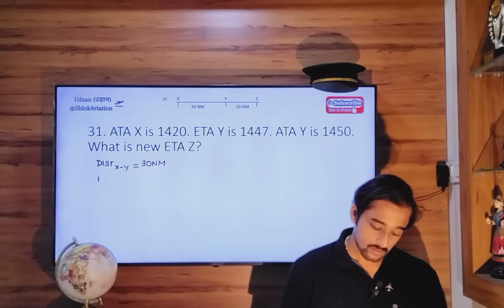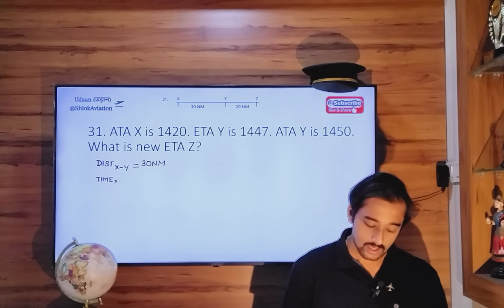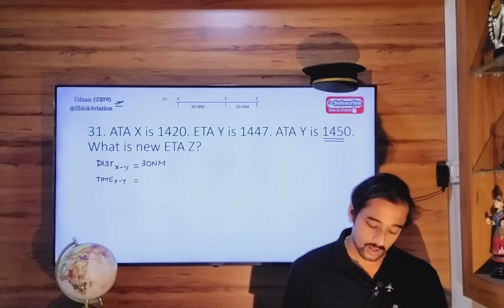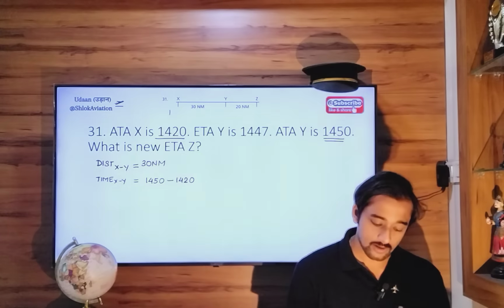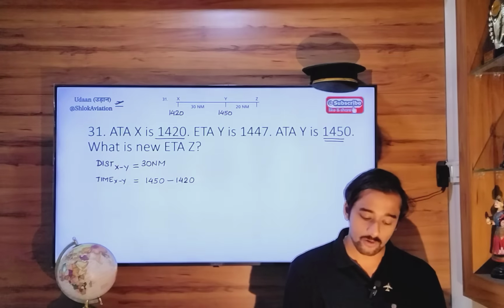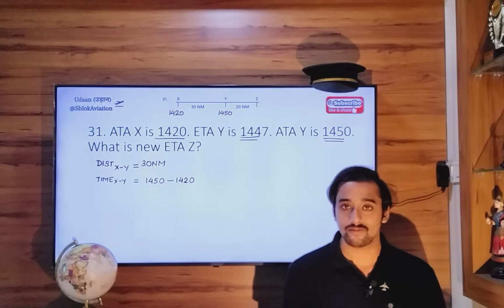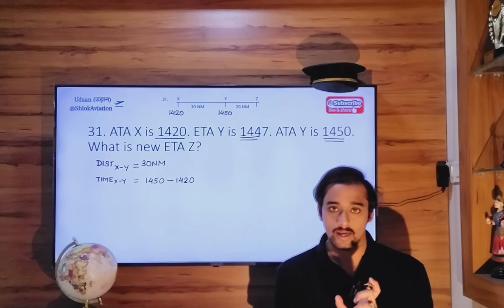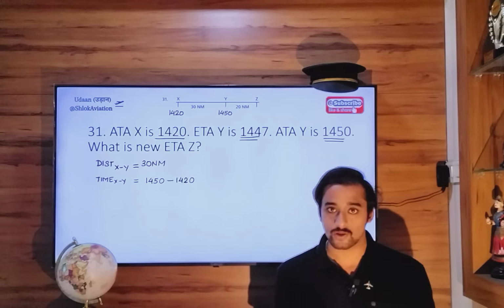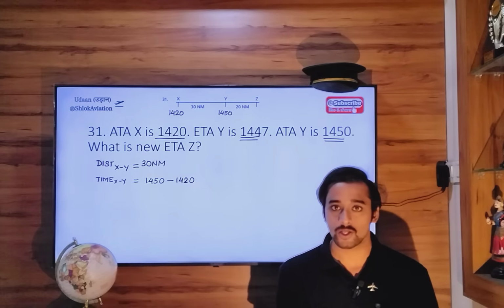The time between X to Y is 1450 minus 1420. You departed from X at 1420 and you have reached Y at 1450. That is the actual time. Estimated time of arrival at Y says 1447. That is an estimate, theoretical. But in actual conditions, you have reached Y at 1450. So you use that time and proceed with your sum.